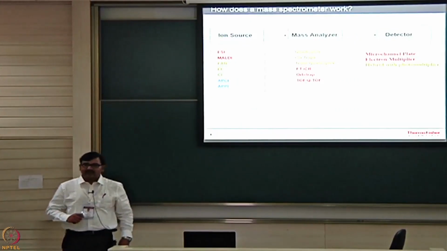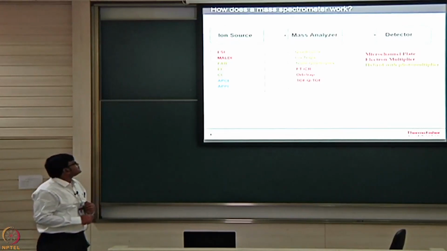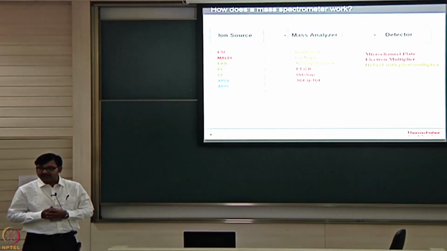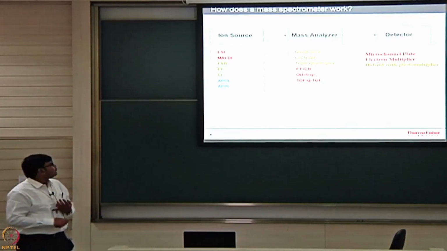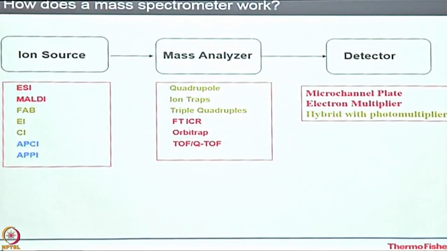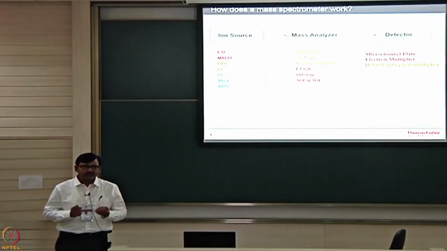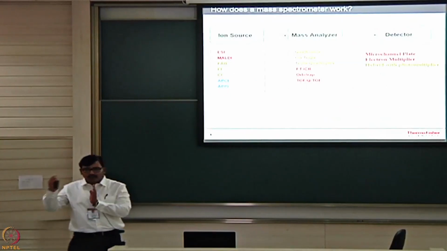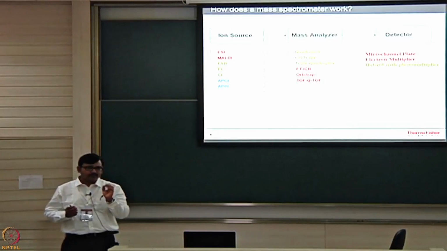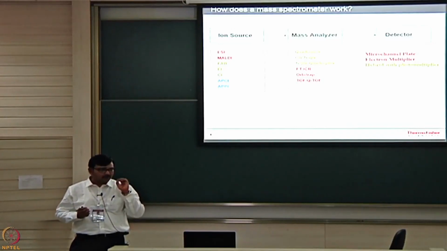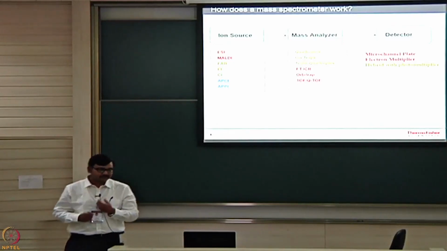So let's see what components are there in the different sectors. First, the ion source, where the ionization happens. There are very different methods of ionization, and the most popular are ESI and MALDI. You have already heard about this. Electrospray ionization is liquid to gaseous: you inject the sample in solution, you apply a high voltage, and that high voltage makes the ionization.